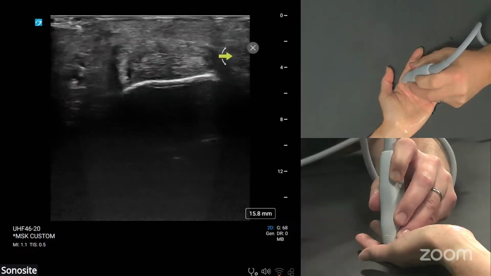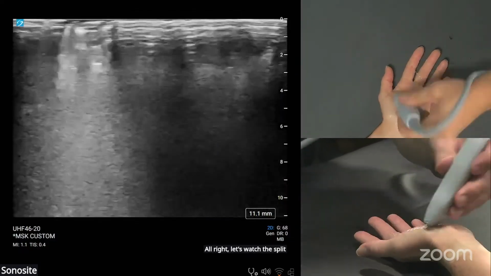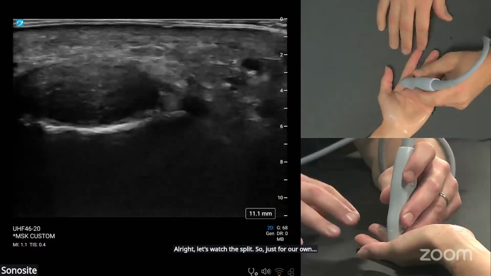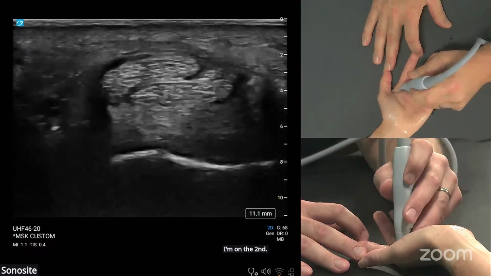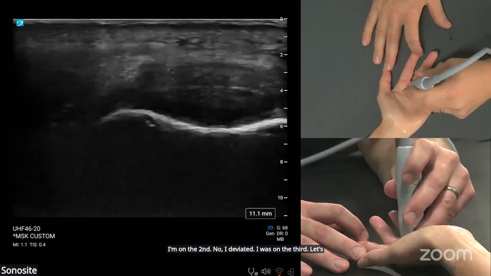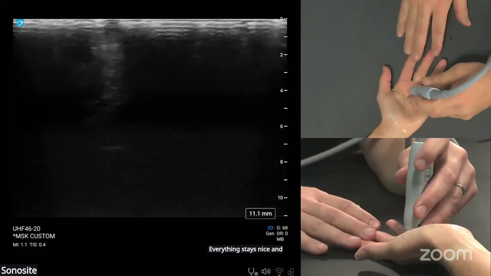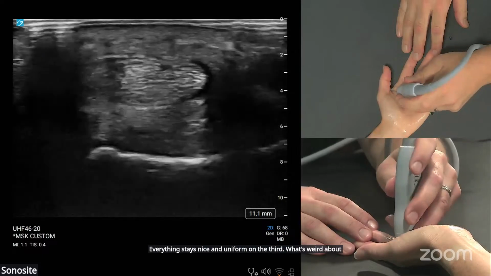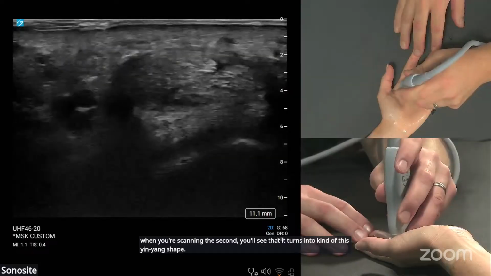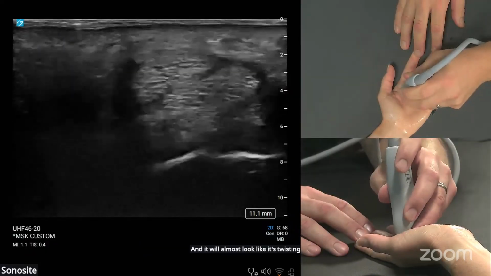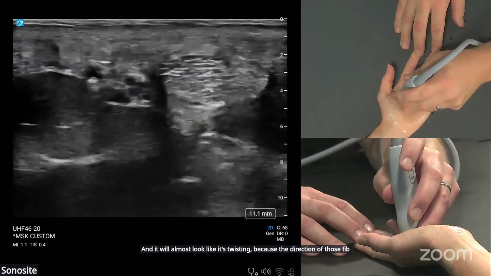All right, let's watch the split. So just for our own edification here, I'm on the 2nd. No, I deviated. I was on the 3rd. Let's go back to the 3rd. Everything stays nice and uniform on the 3rd. What's weird about the 2nd, when you're scanning the 2nd, you'll see that it turns into kind of this yin-yang shape, and it will almost look like it's twisting because the direction of those fibers are headed back to the midline of the wrist.